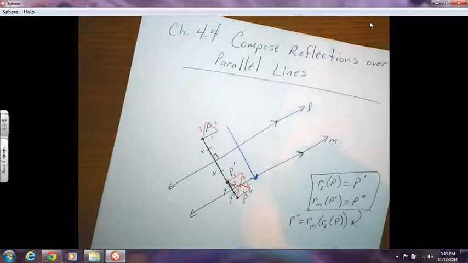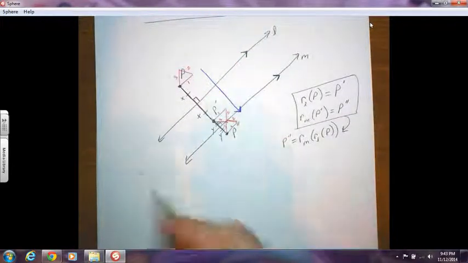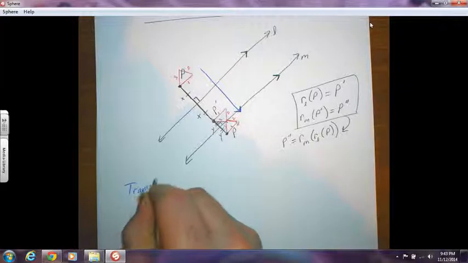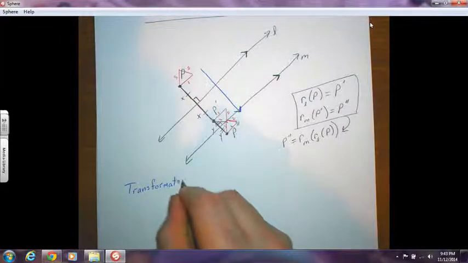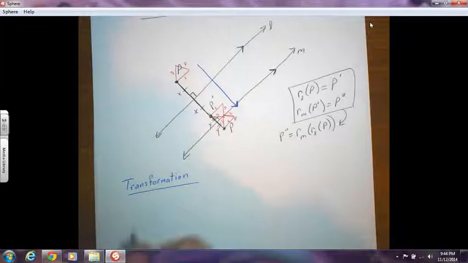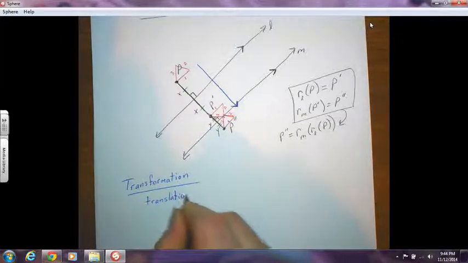So this kind of operation, or this kind of transformation, when we reflect over two parallel lines, we get another kind of transformation by doing two reflections. And the transformation that we get by composing two reflections together is what's called a translation, or a slide.